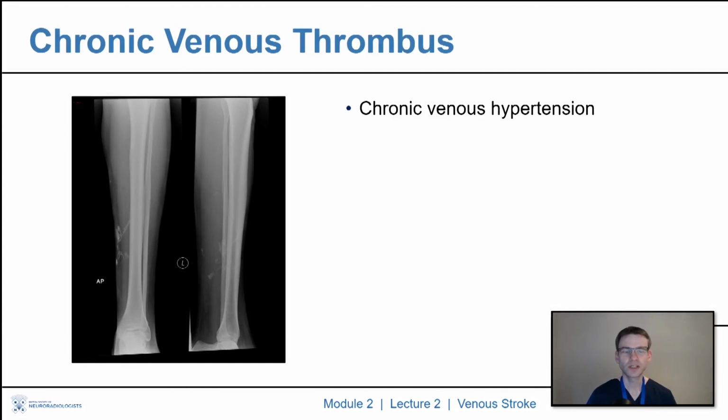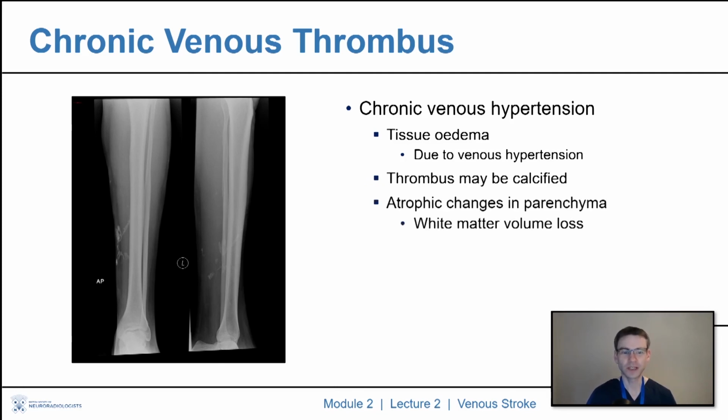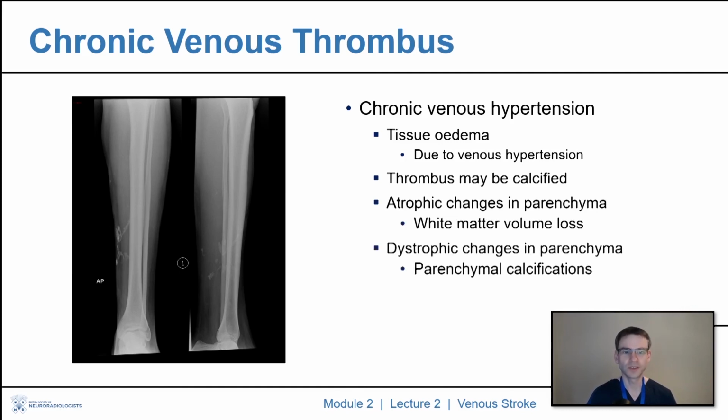So chronic venous thrombus gives us chronic venous hypertension. And we know from other tissues, like the leg, that you can see tissue edema due to venous hypertension. We could see thrombus that's calcified if it's chronic. We could see atrophic changes in the parenchyma, like white matter volume loss, and dystrophic changes in the parenchyma, like calcifications where there's been necrosis.